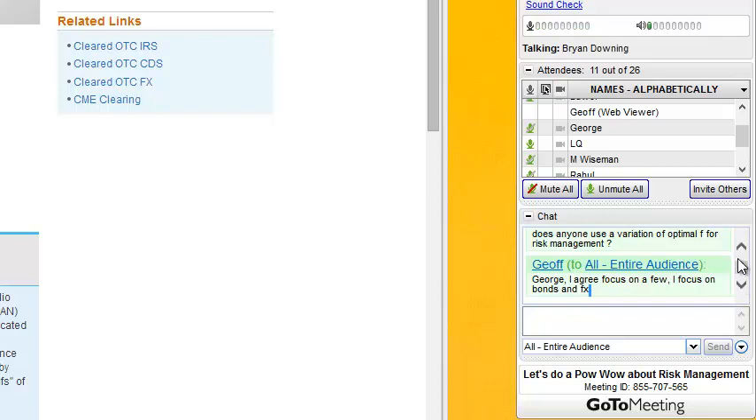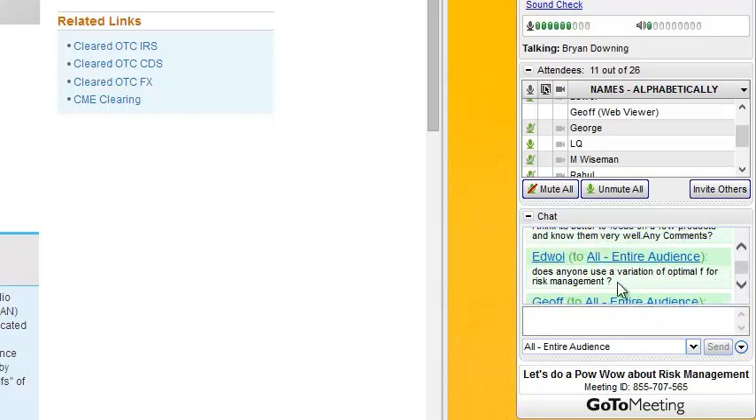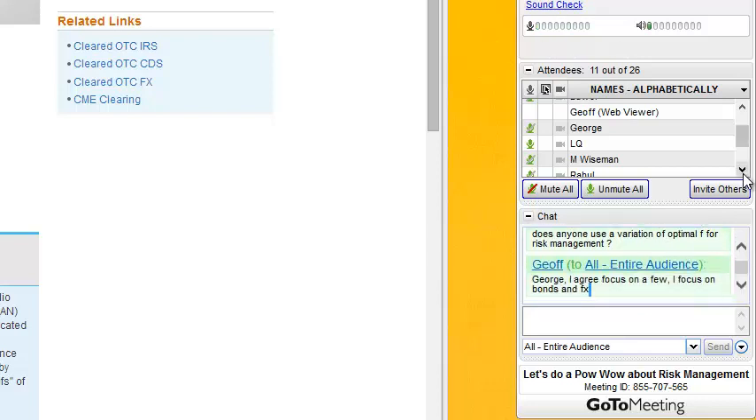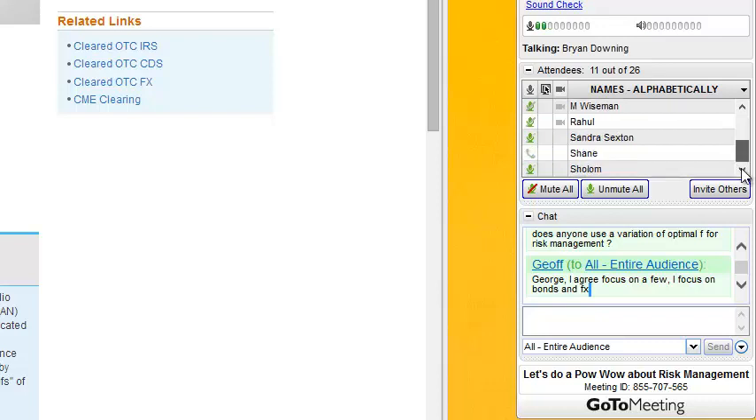Okay. I think Edwell asked a question: does anyone use a variation of optimal F for risk management? Might be a little above my head. Optimal F. Does anyone know what optimal F is?